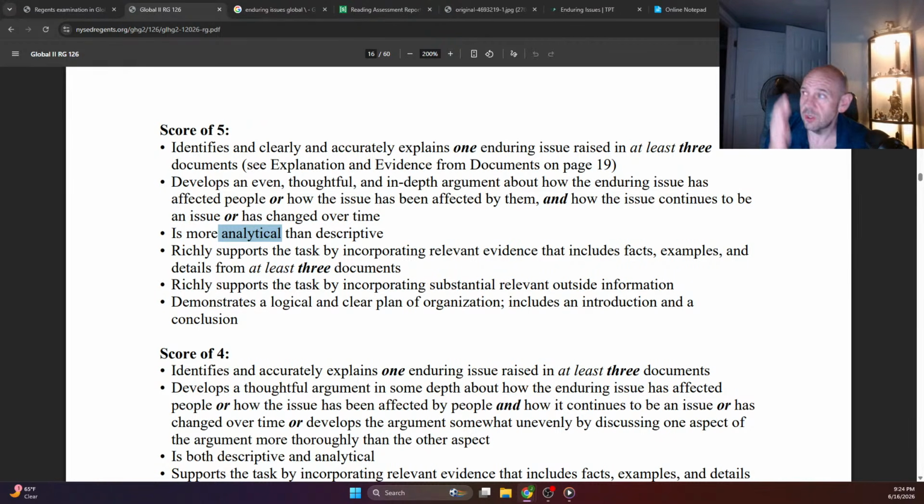Now what is description? Description is description of factualized evidence, right? So here's an example I use in my classes. Difference between analysis and description. If I ask you, describe the room that you're in, and we'll use me right here, right?